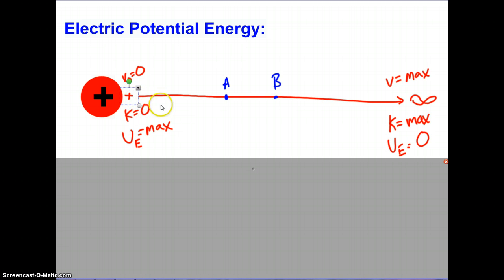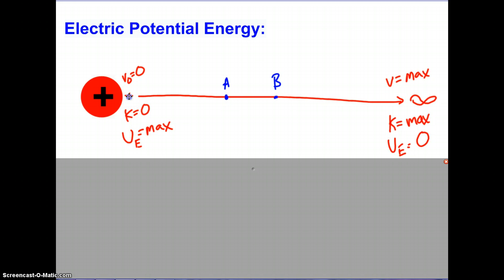At release, at the moment we release this charge, we know that it's going to have zero initial velocity, therefore it's going to have zero kinetic energy, and by law of conservation of energy in general, not mechanical energy, but still law of conservation of energy, that means that the electric potential energy is going to be its max value. The symbol for electric potential energy is capital U subscript E.